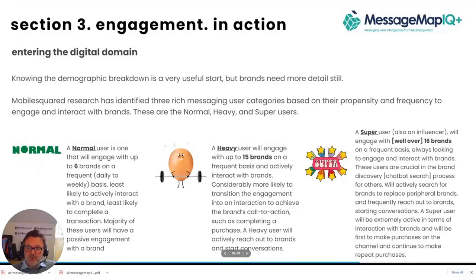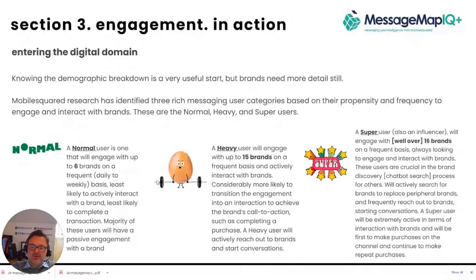The normal user will typically engage with about 6 brands on a regular basis. They're likely to interact, but it would be a passive engagement. You've then got the heavy user. They're likely to engage with more brands, up to about 15. They are considerably more likely to engage and also complete a transaction. They're also likely to start a conversation with the brand, and I'll come on to that in a few moments.